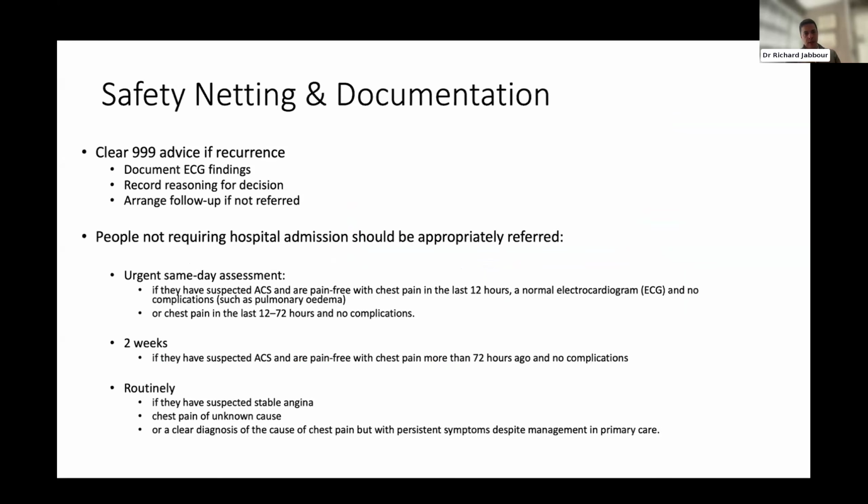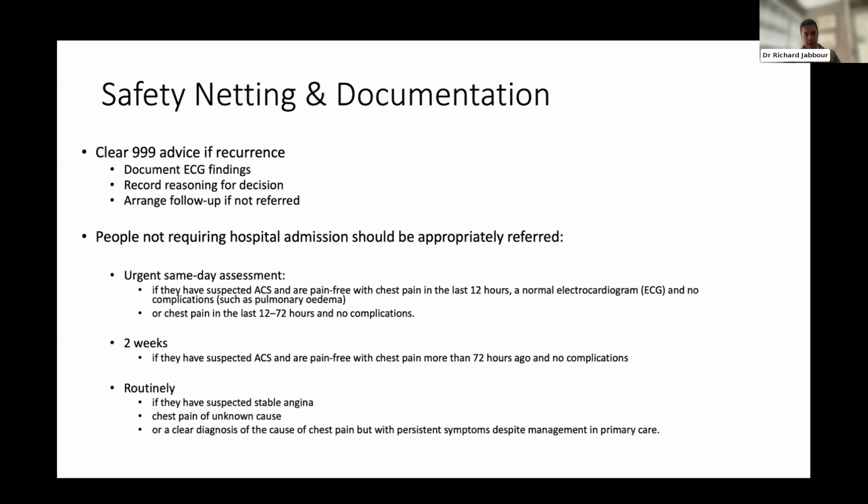If you are not going to refer, you need to document and safety net. So give clear 999 advice if there's a recurrence. Document the ECG findings, for example no ST changes. Record the reasoning for the decision, and if necessary, arrange a follow-up. I think I'll skip over this briefly because I think Dr. Joshi will mention it, but the NICE guidelines stratify into urgent same-day assessment, 2-week referral, or routine.